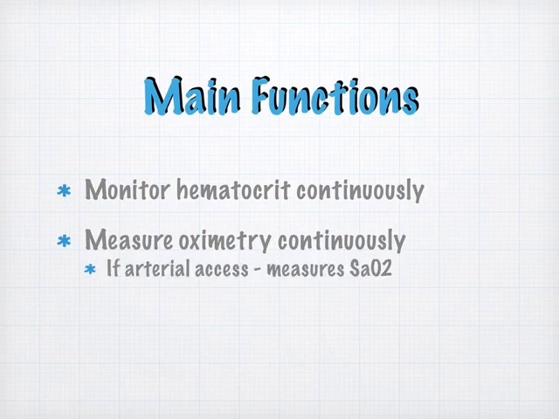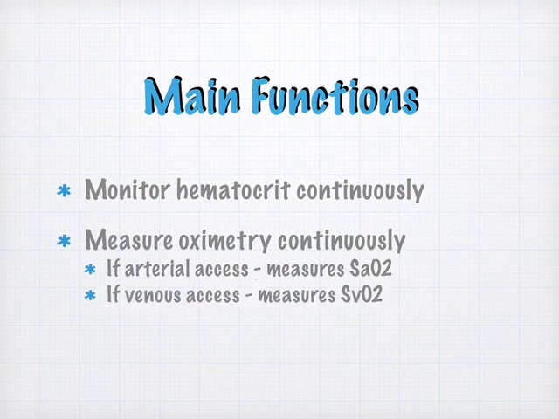So if you have a patient who has an arterial access for dialysis, then you're going to be measuring SaO2, which is helpful. But I think even more helpful is that if your patient has a venous access, then you're measuring SVO2. Now, SVO2, I think, is extremely important and helpful also in determining whether or not we should or should not be removing fluid from patients.